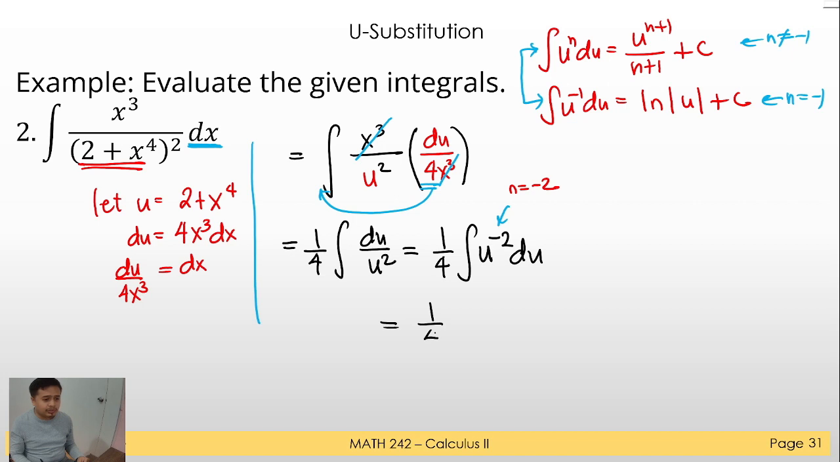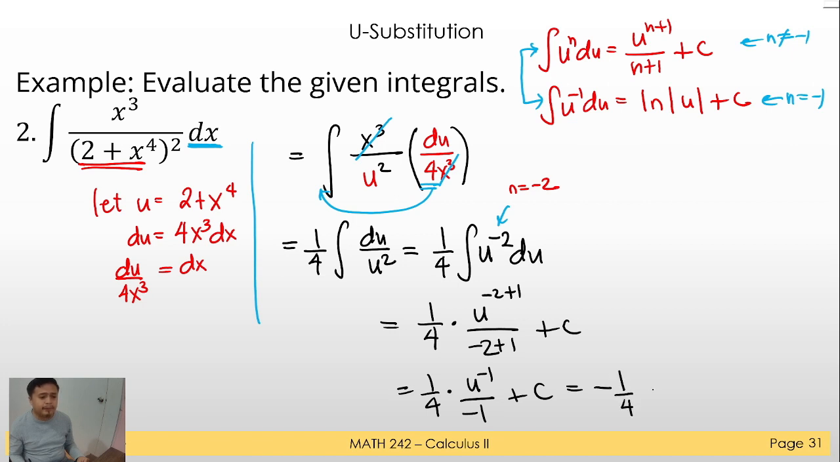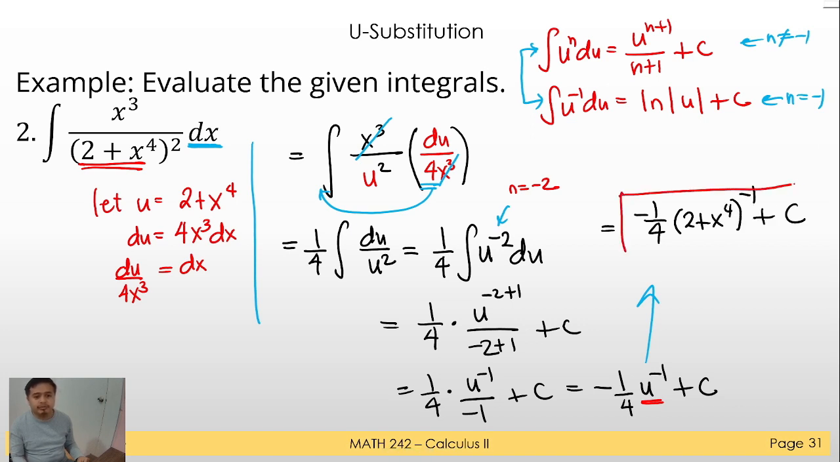We have 1/4 times u raised to negative 2 plus 1 over negative 2 plus 1. So negative 2 plus 1, guys, that is equal to negative 1. So multiplied by u raised to negative 1 over negative 1 plus c. Simplifying this, we have negative 1 over 4 u raised to negative 1 plus c. So transform this u into its original variable. We have this negative 1/4 times 2 plus x raised to the 4th power raised to negative 1 plus c. So this will be your final answer.